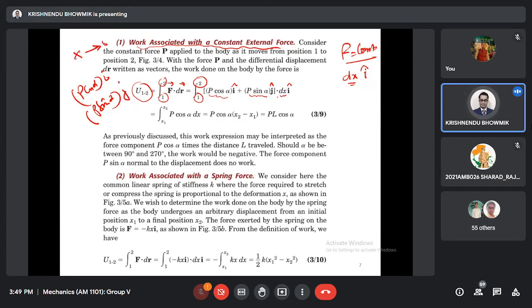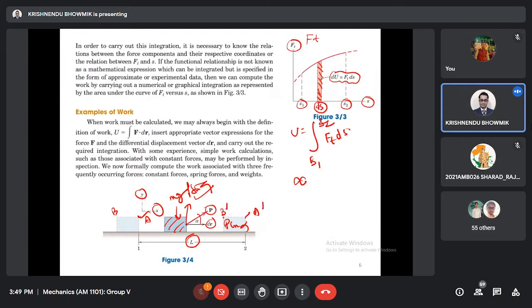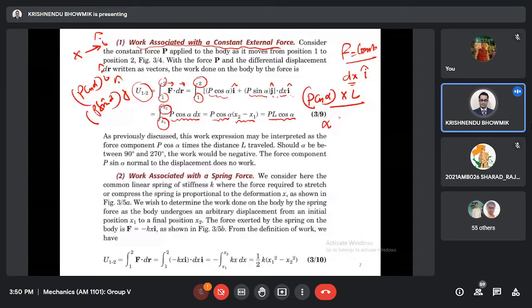Considering the x direction, the unit vector is i. As this is a dot product, j and i dot product will be 0. So finally we will get P cosine alpha multiplied by dx, here x1 to x2. So P cosine alpha, x2 minus x1. Correct? From the integration, that is PL cosine alpha, or somebody can write it this way, P cosine alpha multiplied by L simply.